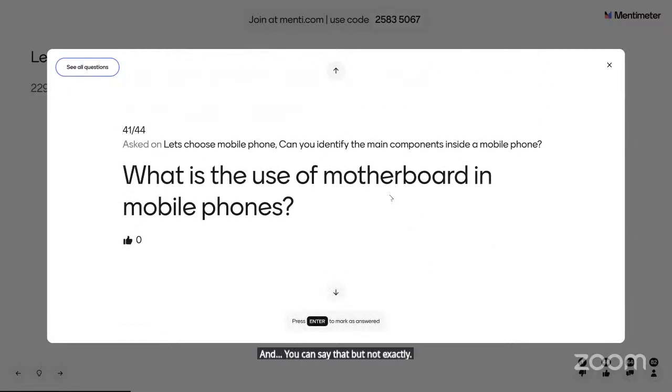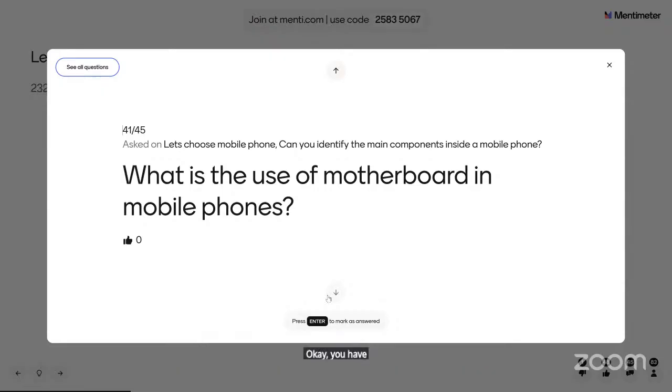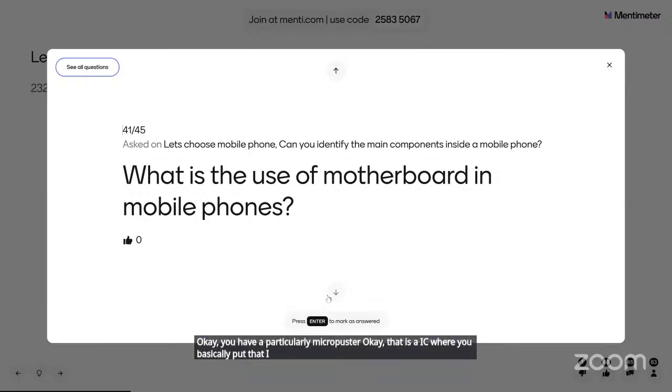What is the use of the motherboard in a mobile phone? The motherboard is a board where all the important subsystems sit. You have a microprocessor, which is an IC, and you put that IC on a board, a copper board or PCB. That board is called the motherboard.